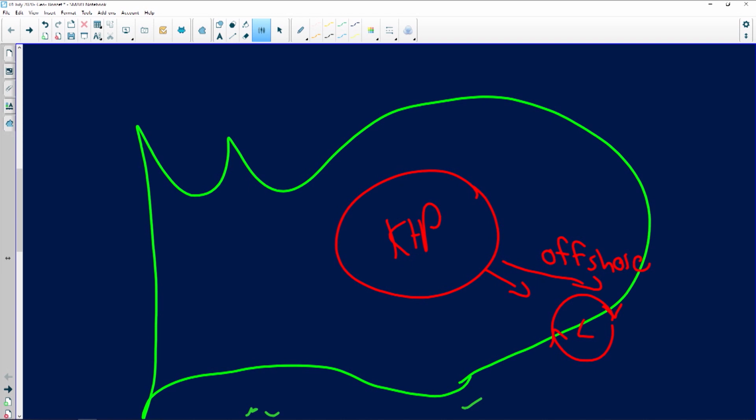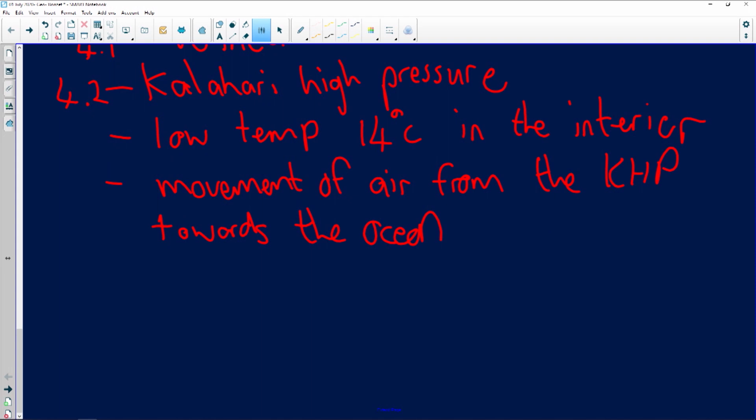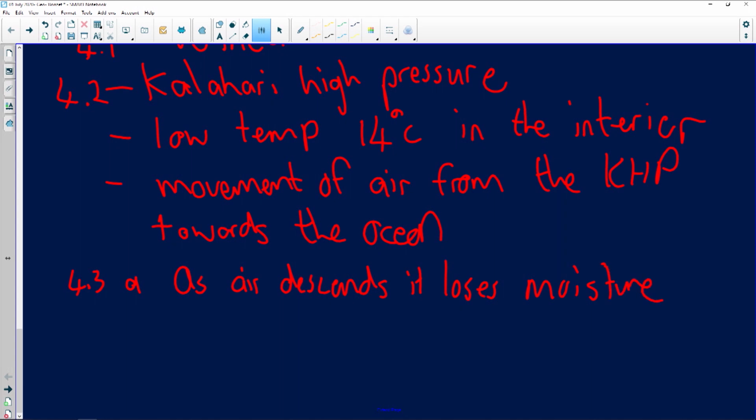So it's much drier. So if we're just going to write the answer, the correct answer that we can write there, 1.4.3a, we can mention that as the air descends, it loses moisture. And we can also mention, it's just a one answer question, but we can also mention there's little moisture in the interior.